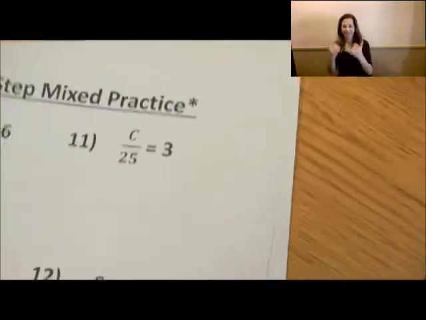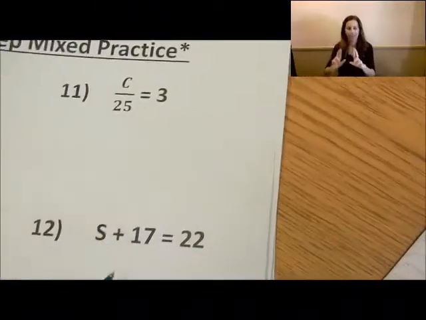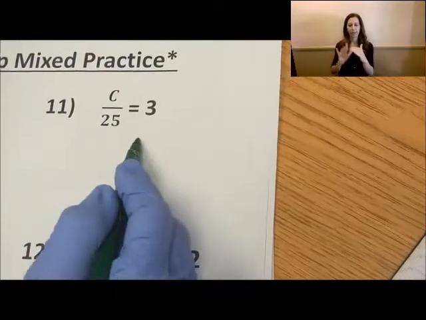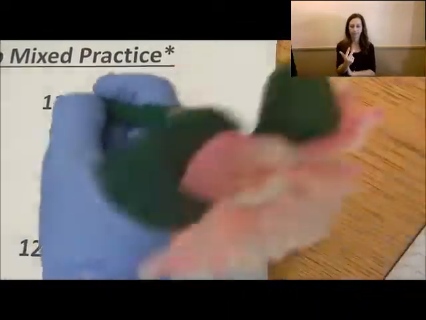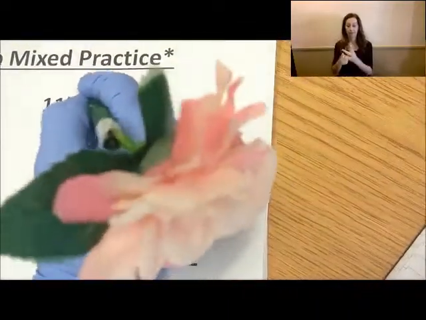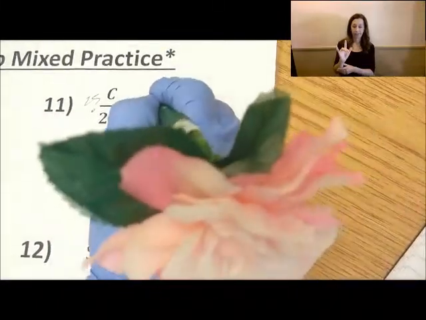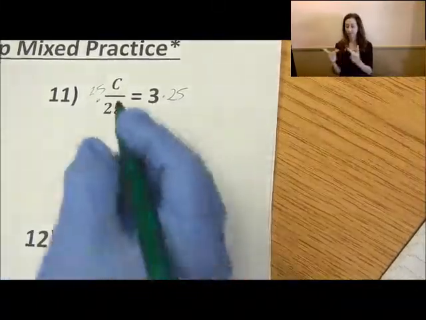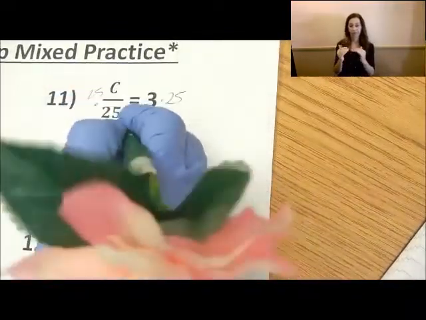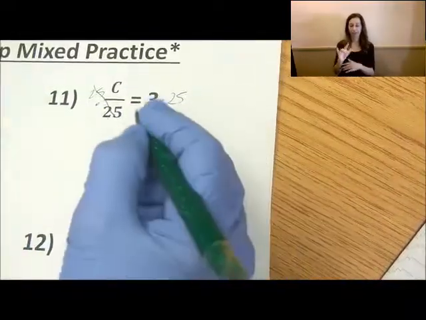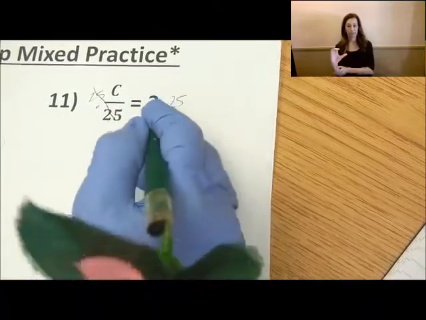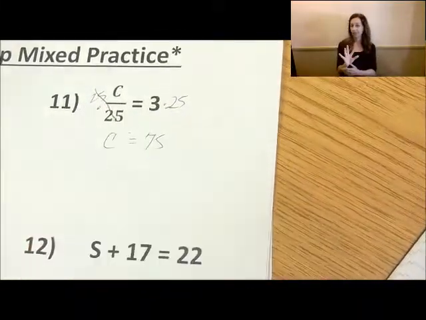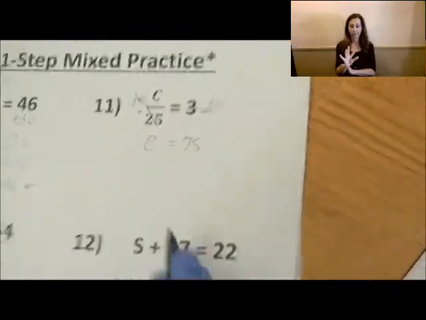Now to that problem I was so anxious to do. So we've got c divided by 25 equals 3. So I've got to multiply by 25 on both sides. 25c divided by 25 will leave you with c. And 3 times 25 is 75, so c equals 75.